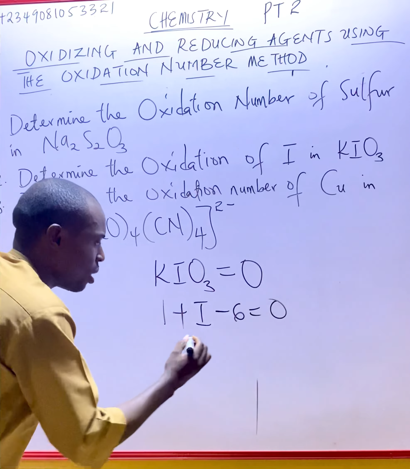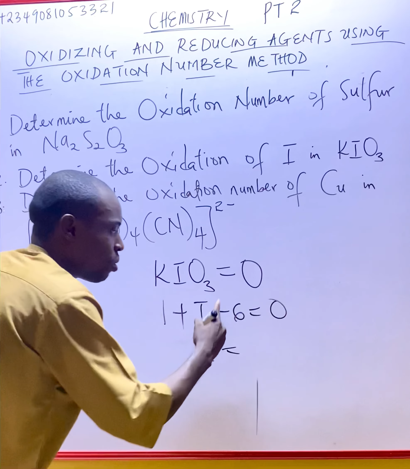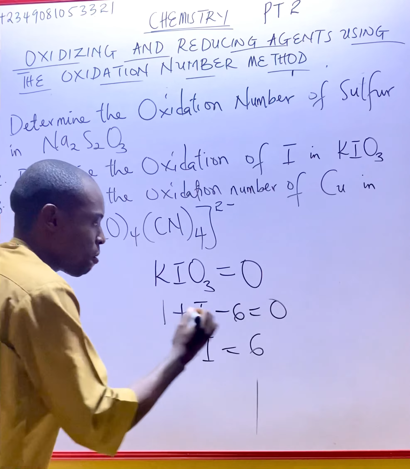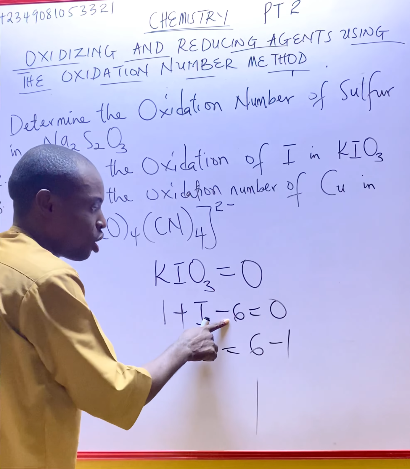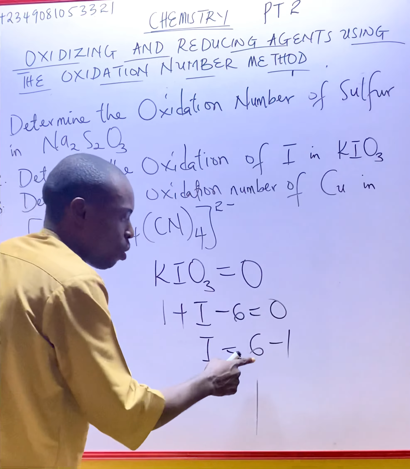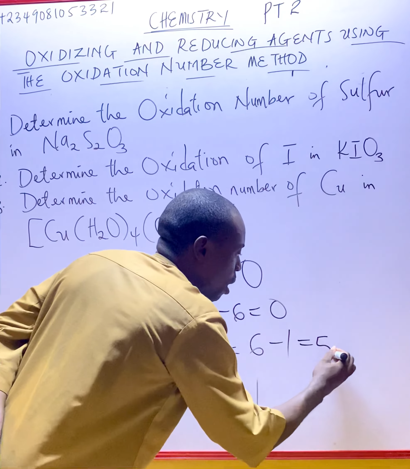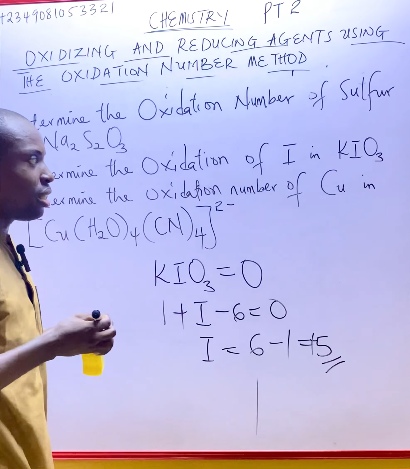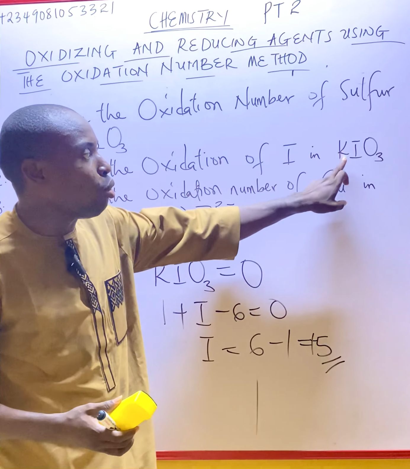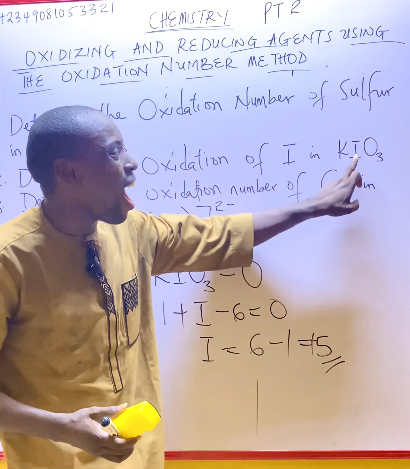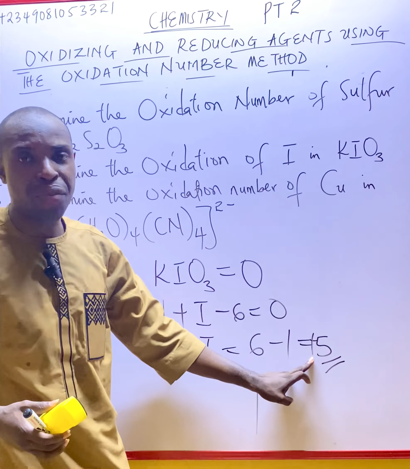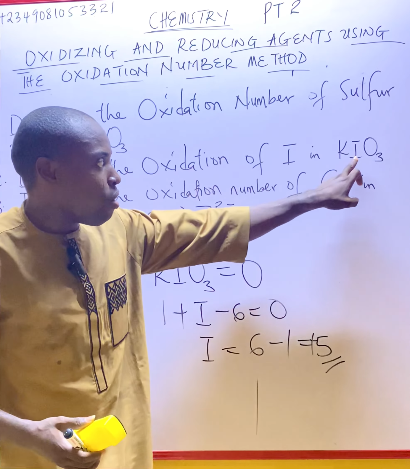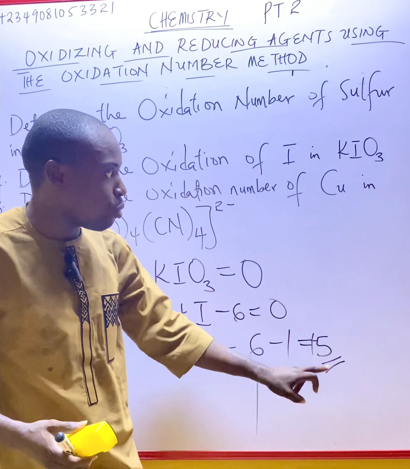I'm looking for iodine, which is now equal to 6 minus 1. Minus 6 crossed over becomes plus 6. So 6 minus 1 is equal to what now? Plus 5. Now take note, that is why this compound is called potassium triiodate 5, because the oxidation number of iodine here is plus 5.